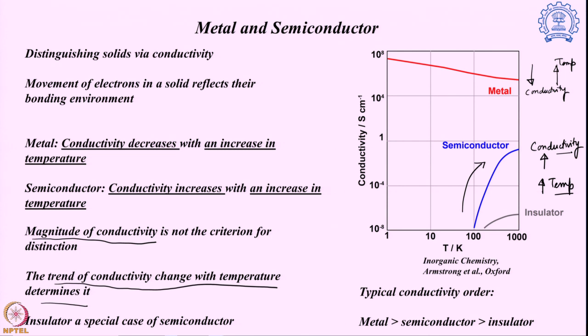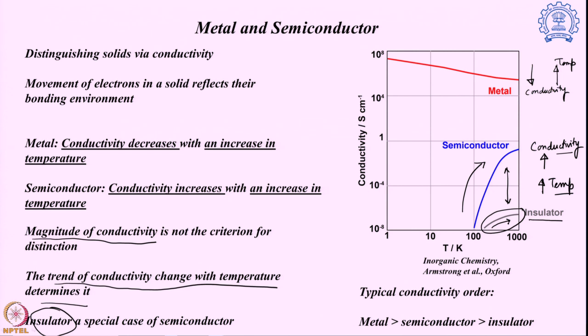Now, the absolute value comes into the picture when we discuss a special kind of semiconductor known as an insulator. An insulator is a system which is nothing but a semiconductor, but where the absolute value of the conductivity is way too low. You can see this is the insulator whose actual value is way too low compared to the semiconductor. However, the important factor is that even in the insulator, if I increase the temperature, the conductivity value actually increases. So, that shows that an insulator is nothing but a special kind of semiconductor. However, its absolute conductivity is way too low compared to the semiconductor.